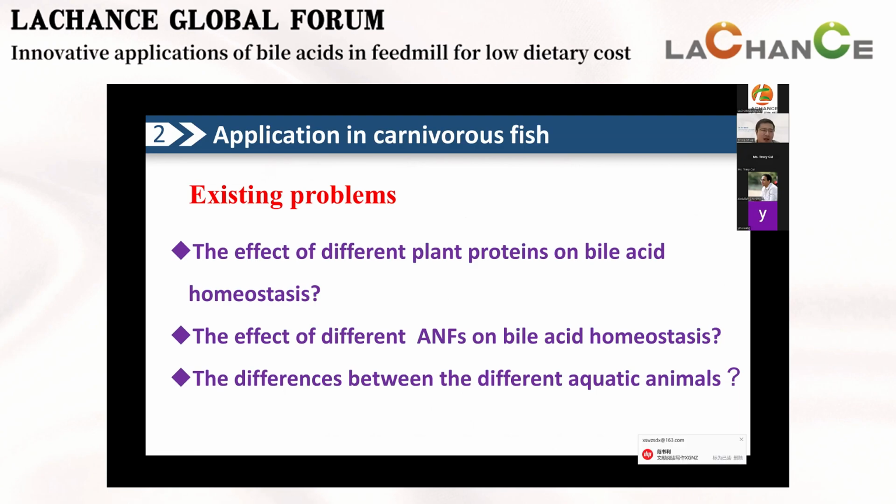But for this, there are also many existing problems, such as for different kinds of the plant protein. Until now we don't know, they have different kinds of anti-nutritional factors. So the effects of different anti-nutritional factors on the bile acids is also unknown. And there are also many differences in the different aquatic animals. So these are the existing problems about the low fish meal diet.